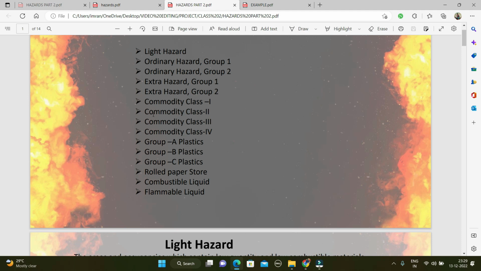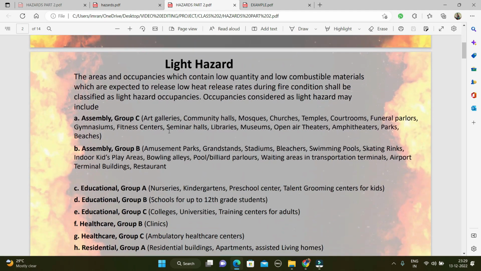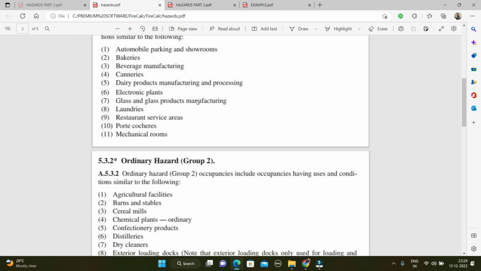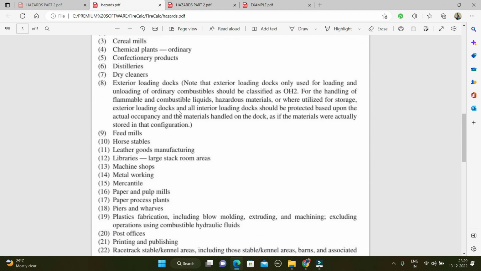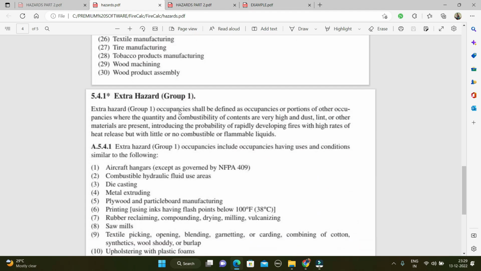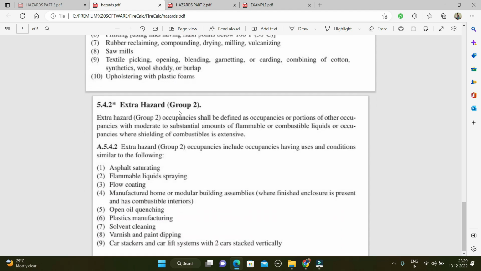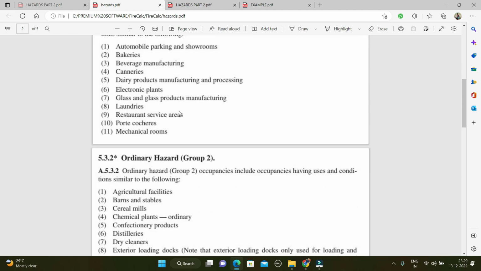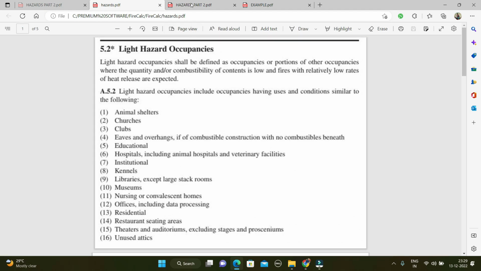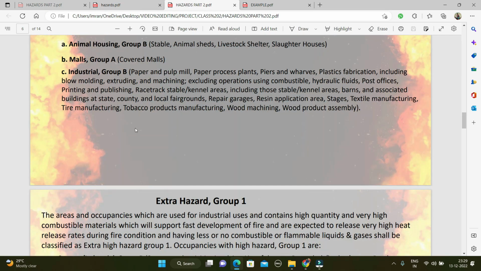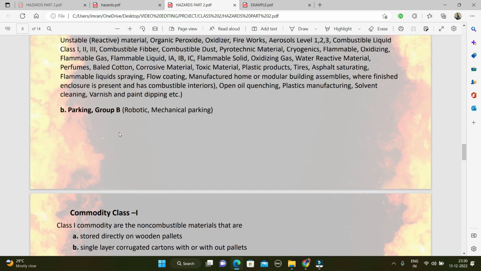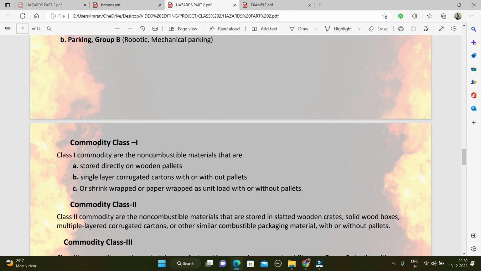So we will see what the commodity classes are. Because when we look in NFPA 13, the mention of commodity classes is very complicated, and we cannot easily understand it because it's not mentioned in detail like I am going to explain. So this video is also very important for understanding commodity classes.